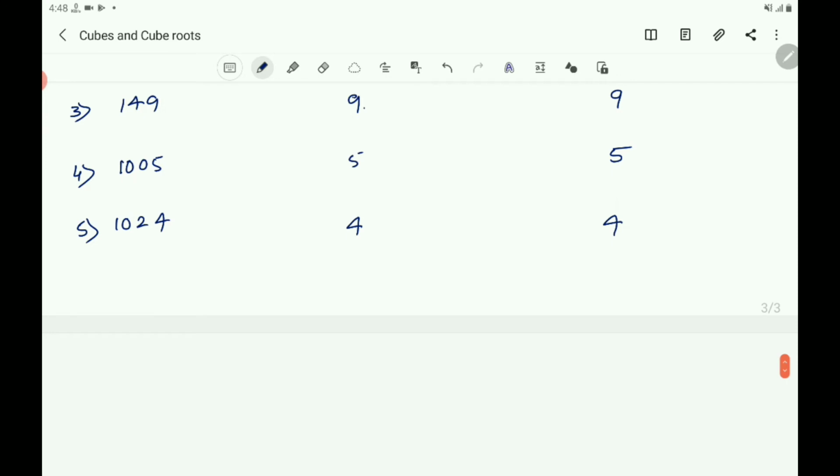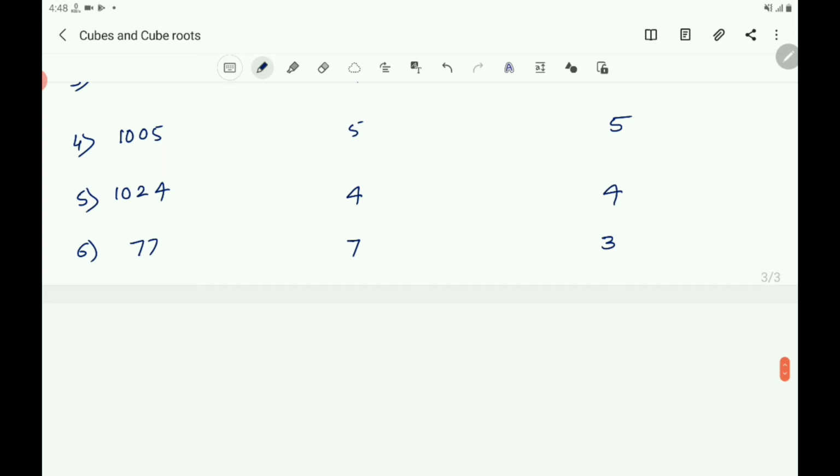Next, the sixth one, 77. And for 77, you know it is 3. For 3 it is 7. For 7 it is 3. They exchange here. So its ones digit is 7 and the ones digit of its cube is 3.